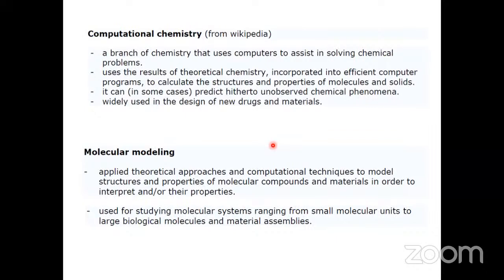If we wish to design new drugs or materials, we must have certain types of models. So we move towards molecular modeling, which applies theoretical approaches and computational techniques to model different types of structures. They not only model the structures, they also predict certain properties of compounds and materials, and are used for studying different types of molecular systems. It may be a very small 2-atom molecule, moving up to hundreds or thousands of atoms. It may be a simple organic compound, an inorganic coordination complex, or even a polymeric system.